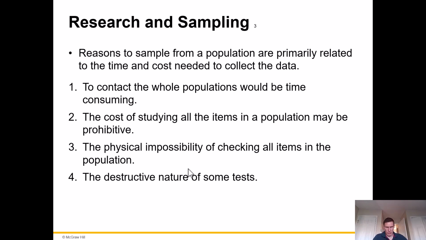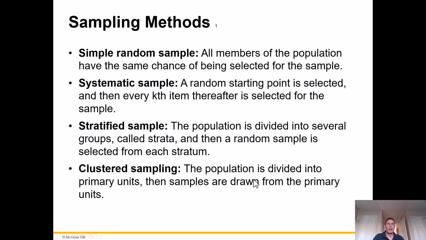Number two, the cost of studying all the items in a population could be prohibitive. Imagine sending out a survey to all those people I just said. It'd be so expensive, it'd be ridiculous. Number three, the physical impossibility of checking all items in the population. And number four, the destructive nature of some tests. And we'll talk about a couple more of those things in a few minutes.